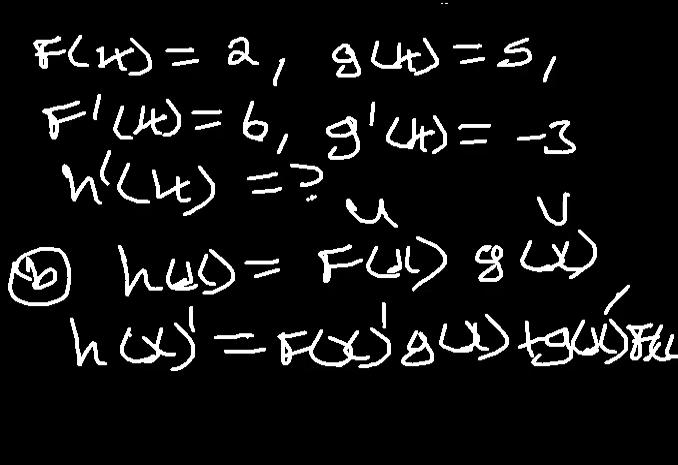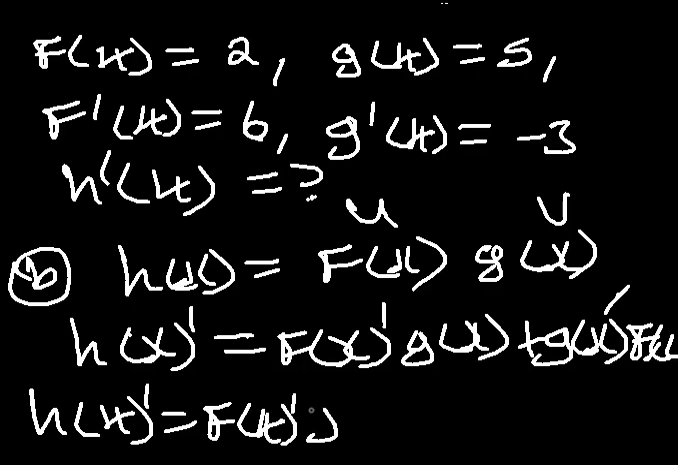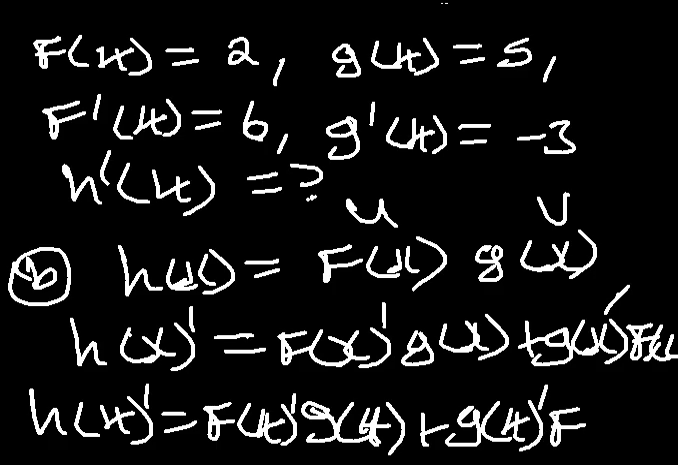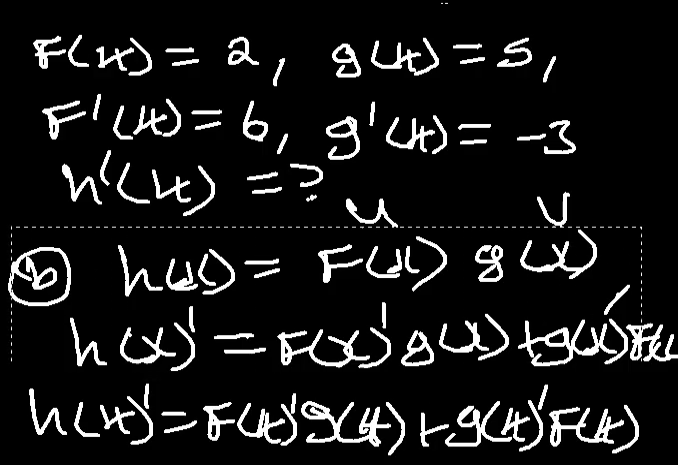Now we are looking for h of 4 prime. What will be that? We'll substitute, wherever there is x, I'm going to put 4. We have f of 4 prime times g of 4, plus g of 4 prime times f of 4. Then we'll just have to substitute the values corresponding to that.